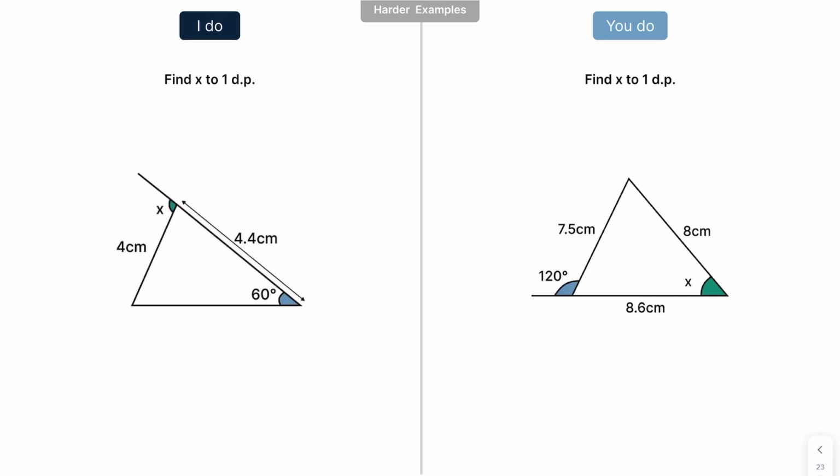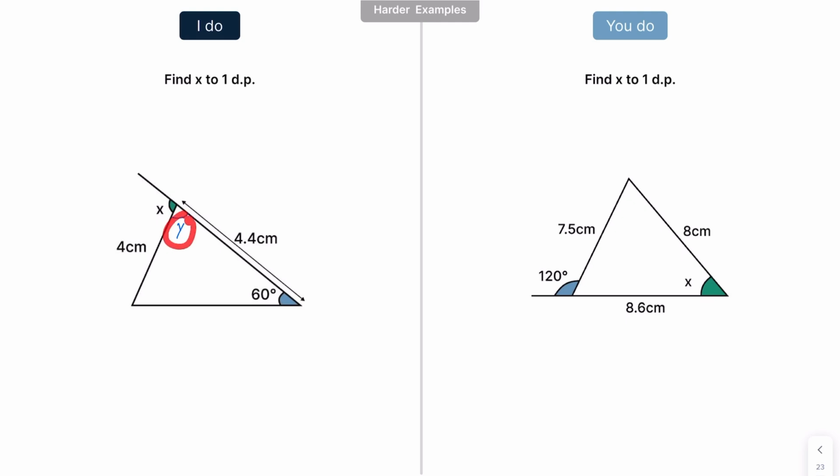So looking at this one now, again, when you look at x there, you might be thinking, well, it's not inside the triangle. So how do I find x? Well, if you look at x, it's on a straight line. Now, if I draw that there and call that y, if I knew what y was, I can find what x is. Because, for example, if y was 80, I know x is 100 because angles on a straight line add up to 180. So in this question, we're going to start by finding y.